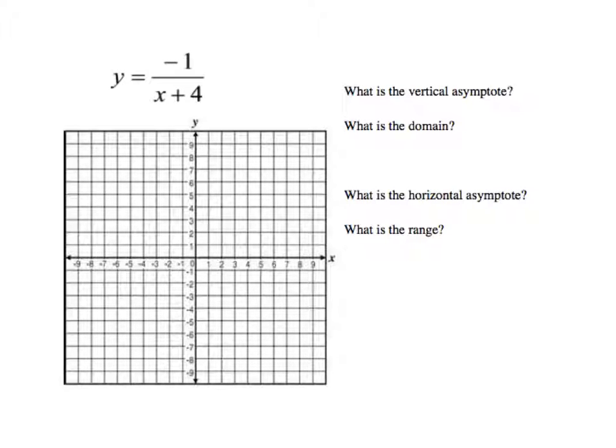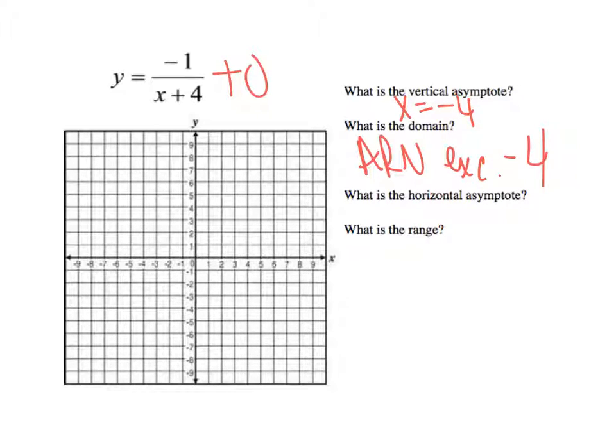Okay, one more of these that we did here. My vertical asymptote is when my denominator equals 0, so that's going to be x equals -4. And my domain is all real numbers except -4. The horizontal asymptote is my value of k. Well, technically there's nothing added on there, so I'm going to be at y equals 0. And my range is all real numbers except 0.